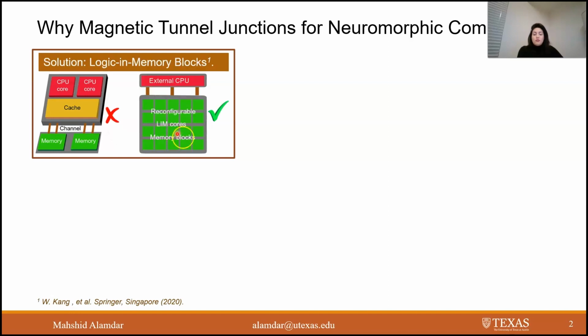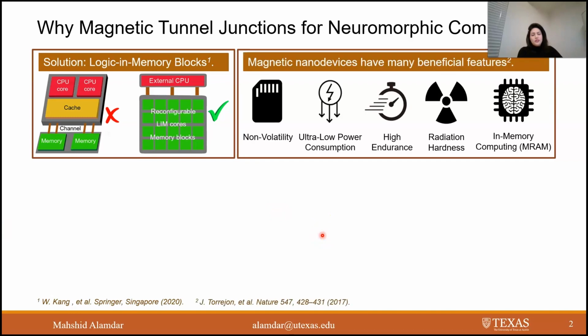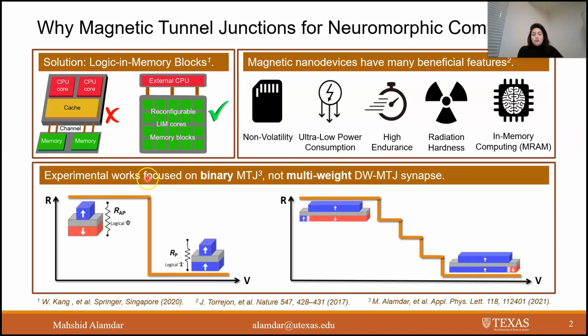So the development of magnetic devices could remove the memory wall between computation and memory by implementing reconfigurable logic in memory blocks. Magnetic nano devices have many beneficial features that make them promising candidates for neuromorphic computing building blocks, such as non-volatility, ultra-low power consumption, high endurance compared to other resistive memory devices, radiation hardness, and of course, leveraging of close-to-market MRAM technology.